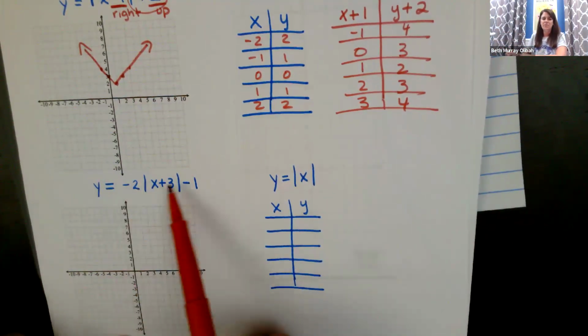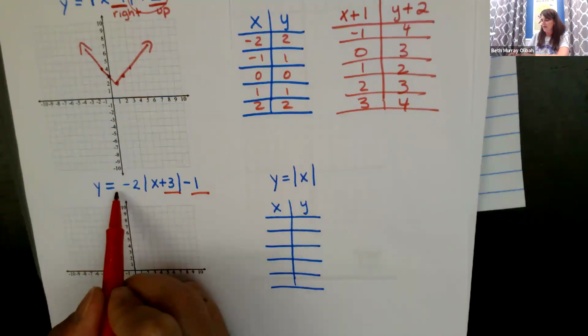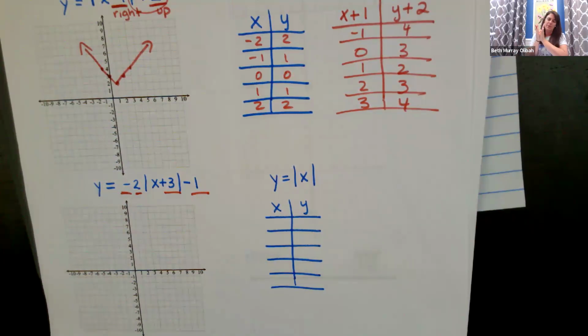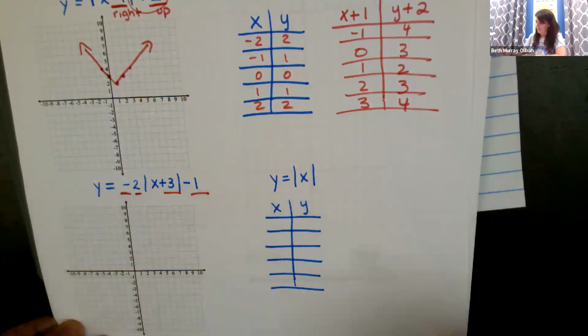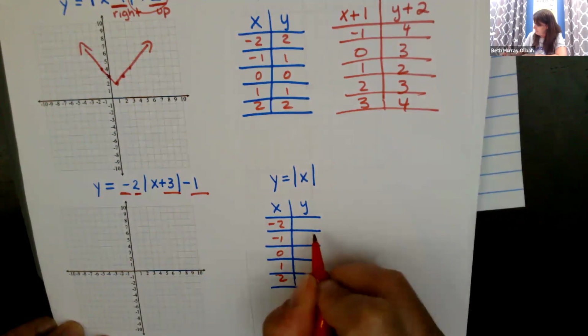So down here, this one would be a little tricky. I'd have to move to the left, down. I'd have to flip it because of the negative, and I'd also have to change the shape and make it skinnier because of the 2. So instead of making sure I do all of those things, I'm just going to do it with the numbers. So again, have your parent graph numbers handy.